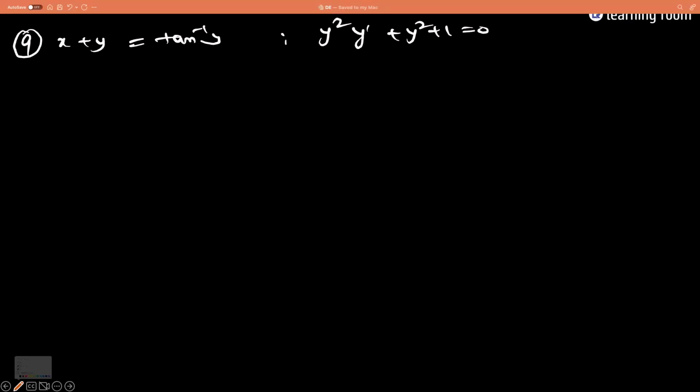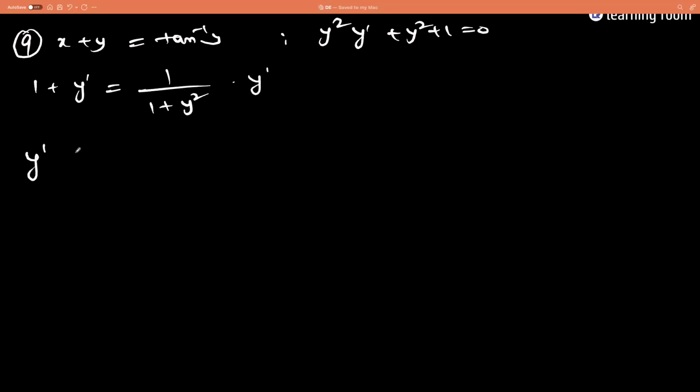Ninth one. x plus y is equal to tan inverse of y. And the given function is y square y dash plus y square plus 1 is equal to 0. How to solve? Derivative of x is 1, plus y dash is equal to 1 by 1 plus y square into y dash. Correct? Yeah, derivative of tan inverse x is 1 by 1 plus x square. Then what is y dash equal to?